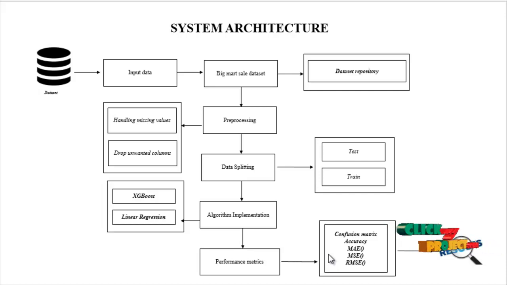Here we implement two algorithms. One is Xgboost, another one is linear regression. After implementing these algorithms, we give some results like confusion matrix, accuracy, mean absolute error, mean square error, and root mean square error. These values are found from our data set. These are all the whole process.